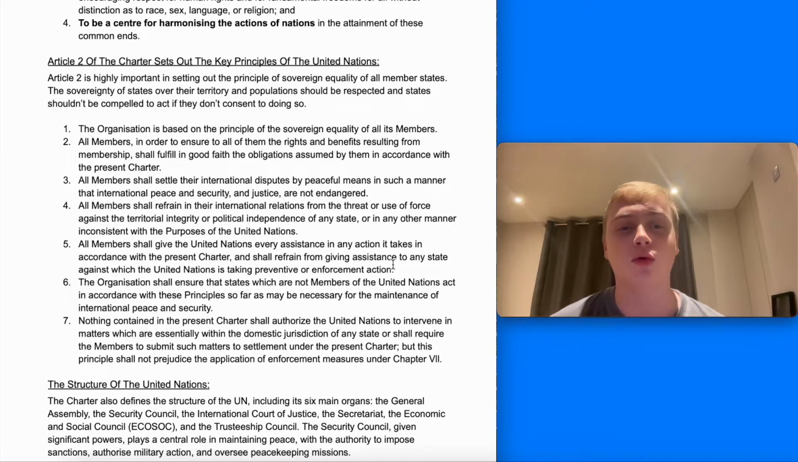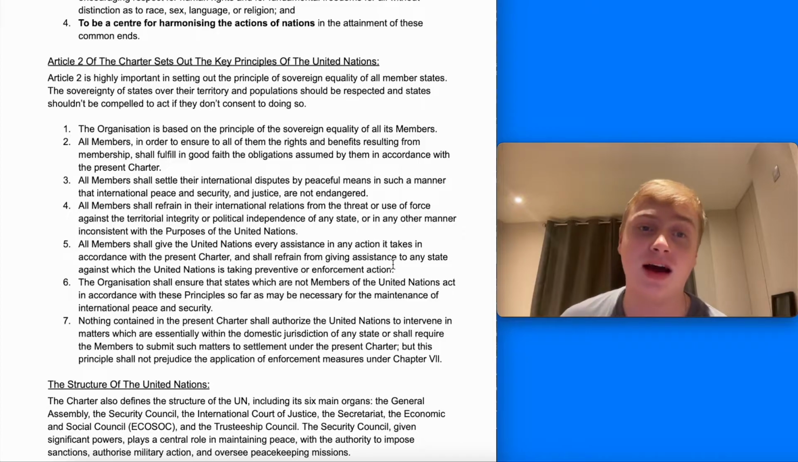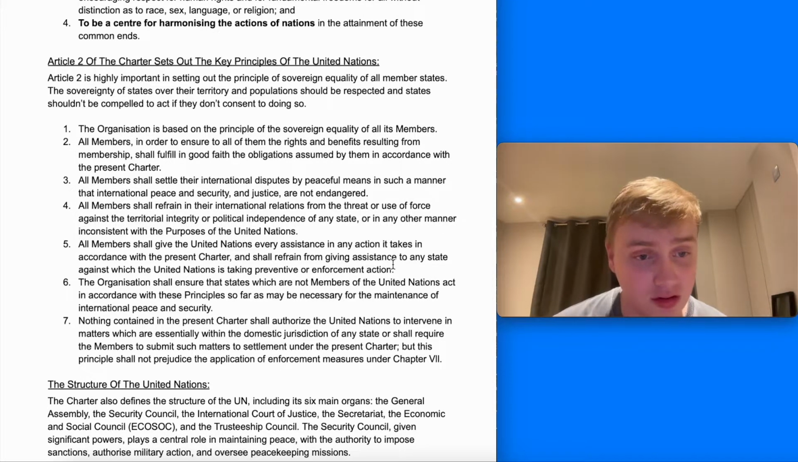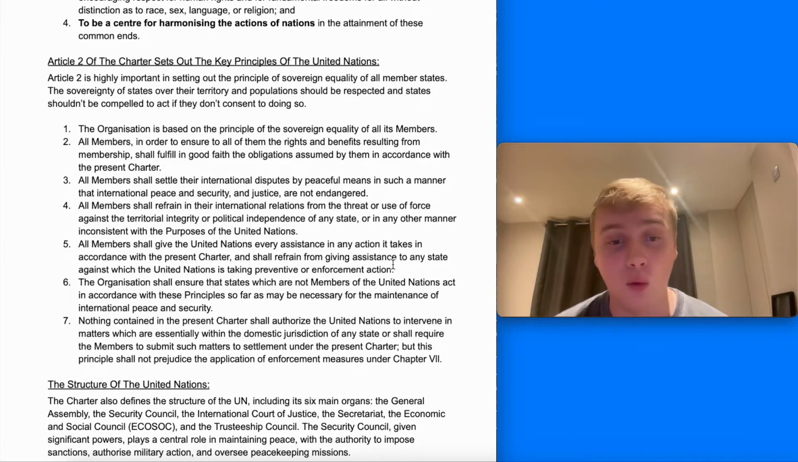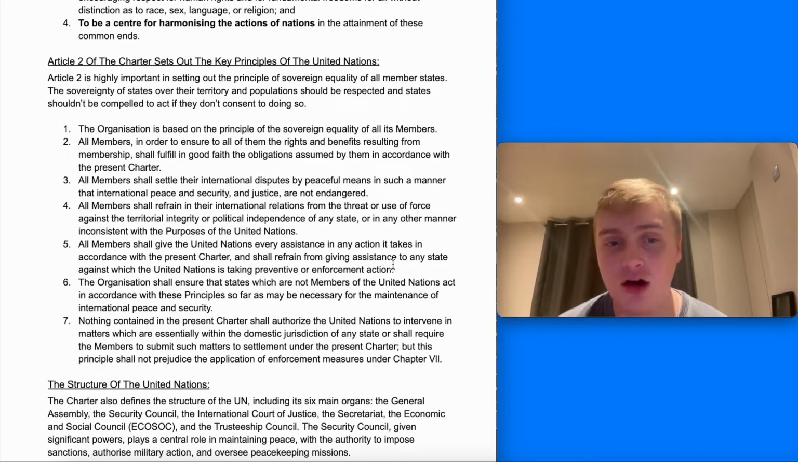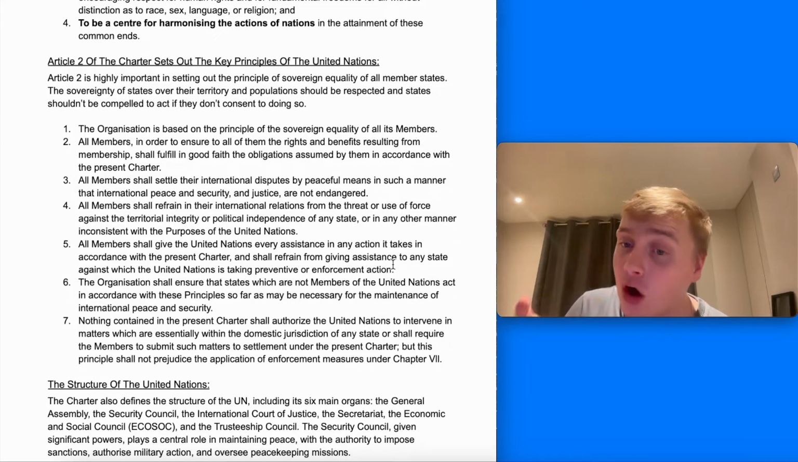Article 2 then sets out key principles of the United Nations, and this is really important in setting out the principle of sovereign equality of all member states. So the sovereignty of states over their territory and population should be respected, and states shouldn't be compelled to act if they don't consent to doing so. And this point 7 is really important to that. Nothing in this present charter shall authorise the United Nations to intervene in matters which are essentially within the domestic jurisdiction of any state. So that's that internal sovereignty.